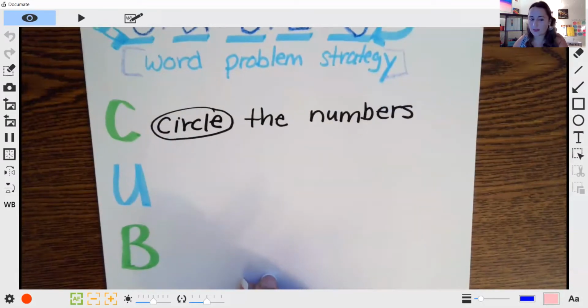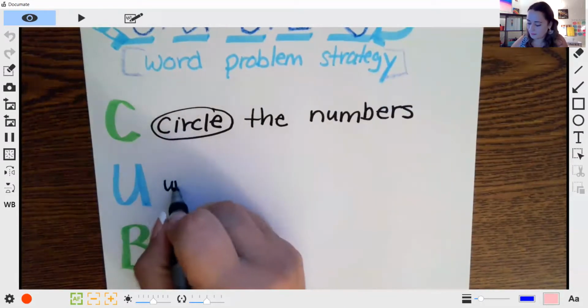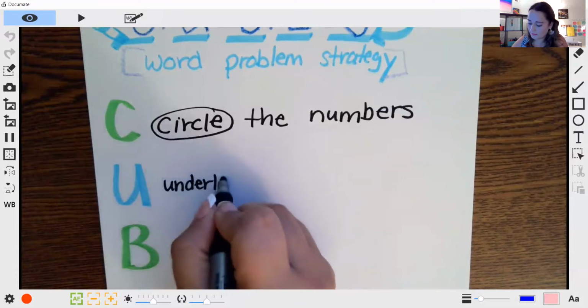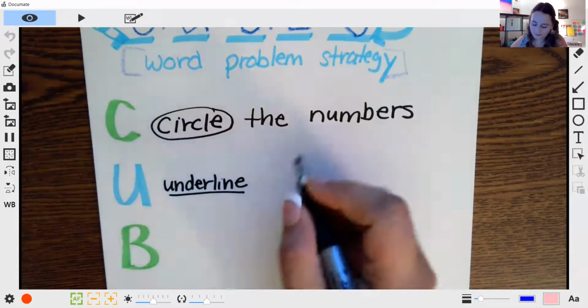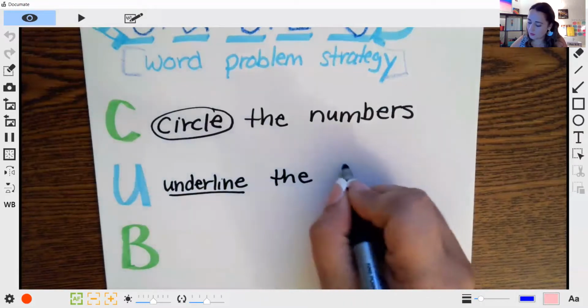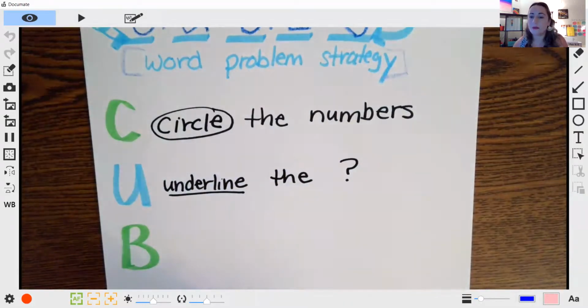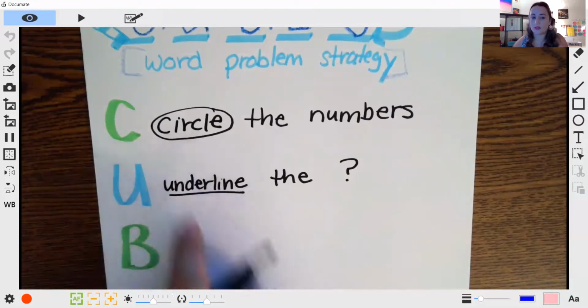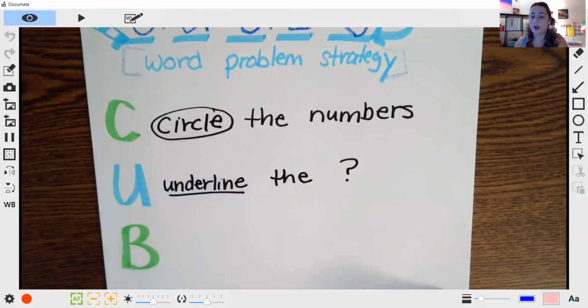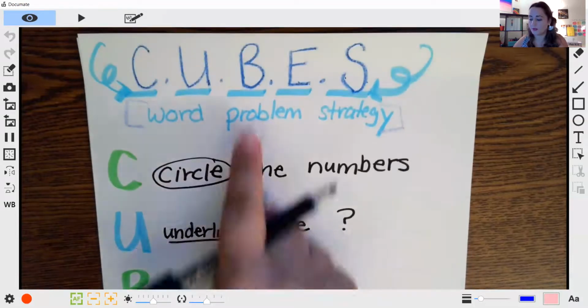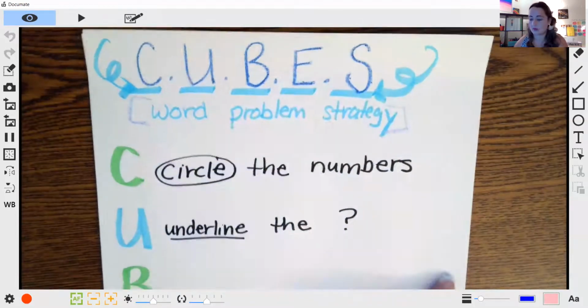The U is going to stand for underline the question. So normally, in a word problem, in 5th grade, they put the question normally at the end. But sometimes it's in the middle and sometimes it's in the beginning. But most of the time, it's at the end. So I would go straight to the end of the problem and I would underline my question after I circled all my numbers, okay? So you're already done with 2 parts of C.U.B.E.S. We only have 3 parts left, B, E, and S, okay?